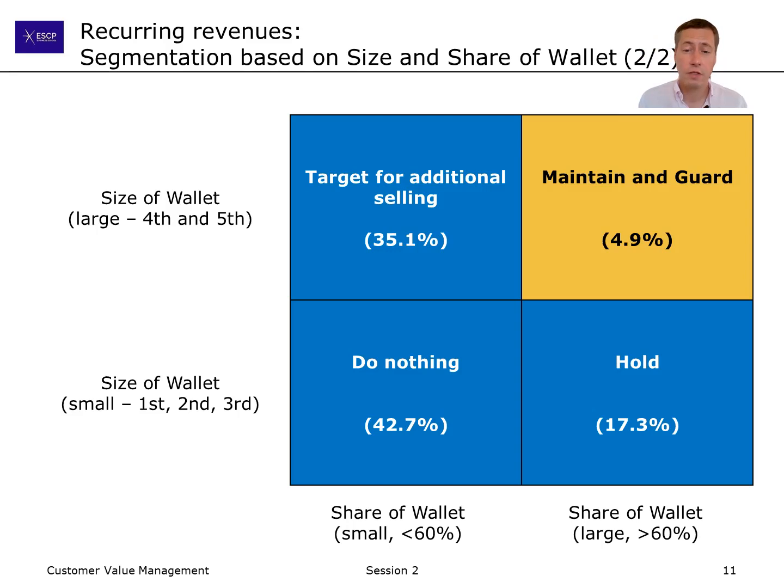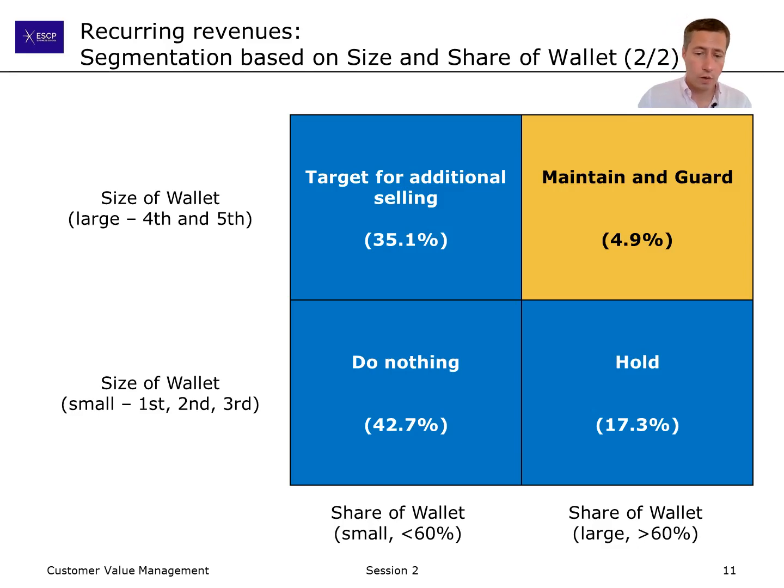The ones on the top left, 35.1%, they have a high size of wallet but a low share of wallet. These customers we can target for additional selling. We can send them direct marketing messages, for example, in order to convince them to spend more of the money they already spend on the category with us. They already travel a lot, but currently they spend a lot of money on British Airways and not so much money on Air France. Now we can run a specific promotion for them to convince them to spend more money on Air France, for example. At the bottom left corner, which is 42.7%, are customers who have a relatively low share of wallet and a relatively low size of wallet, and those customers we just keep.